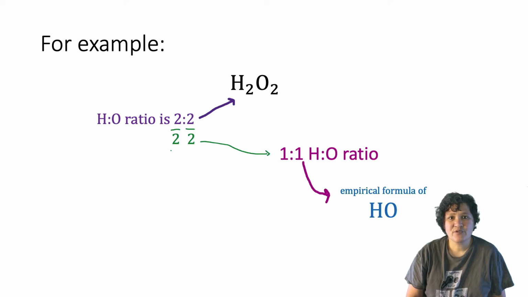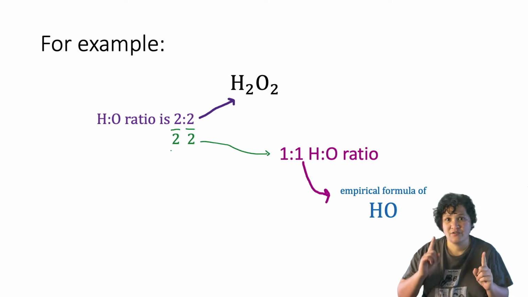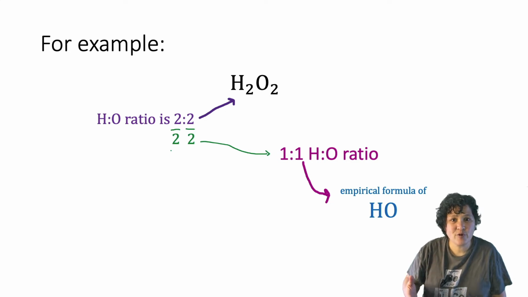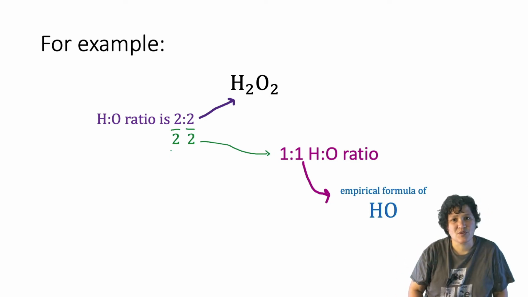In other words, for every hydrogen in the molecule, there's exactly 1 oxygen. That gives us an empirical formula of HO. In other words, 1 hydrogen for every oxygen. Again, same basic ratio that we see in the molecular formula, but this time simplified to the smallest whole number.